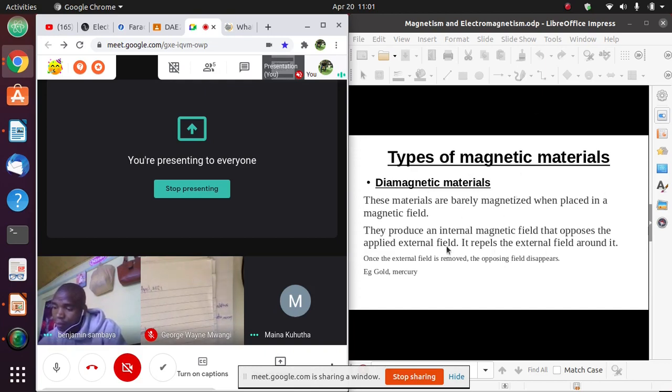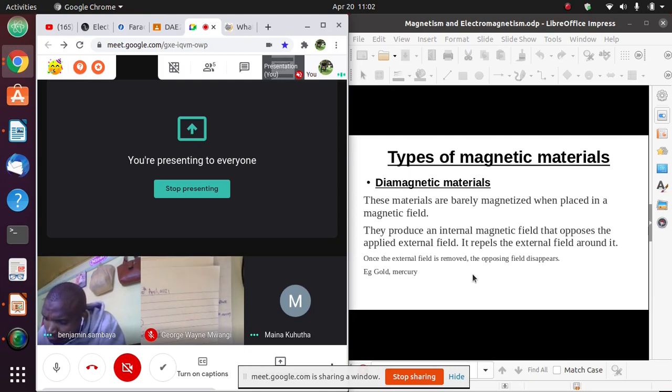Now, diamagnetic materials are materials that, when exposed to an electromagnetic field, will become magnetized. But what happens is the magnetism within that material will produce a field that will oppose the external field being exposed to it. You find that a magnetic field is induced in that material, but that induced field will oppose the external field. So you'll find that these materials repel. Are we together?